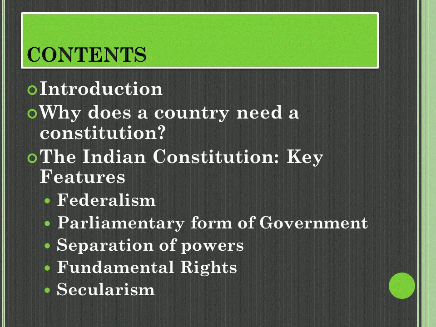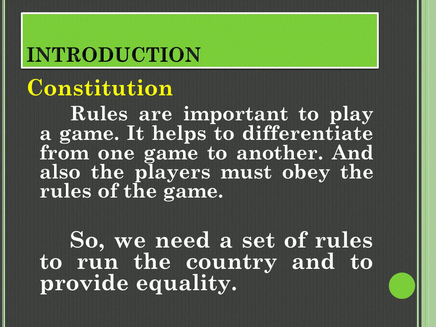Introduction. Constitution. Rules are important to play a game. It helps to differentiate from one game to another. For example, football or basketball or cricket. And also, the players must obey the rules of the game. Likewise, we need a set of rules to run the country and to provide equality to the people.